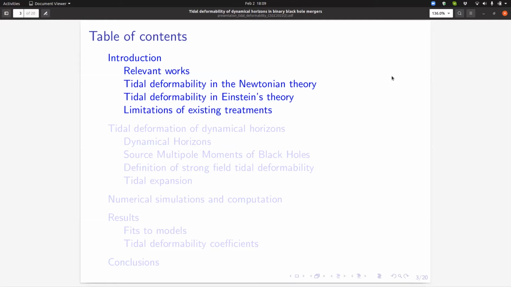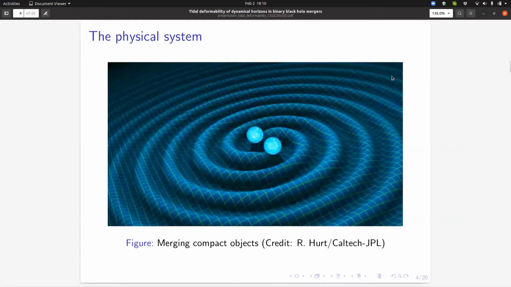In this talk I'm going to introduce the idea of tidal deformations and explain why it's important to study them, noting the limitations of existing treatments, especially for black holes. Then I'm going to explain the alternative approach that we have taken in this work, namely to study the tidal deformations of black holes using dynamical horizons. I'm going to give more details about the numerical simulations that we carried out to achieve this, and I will discuss the results.